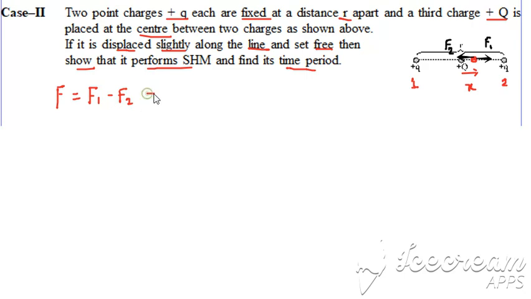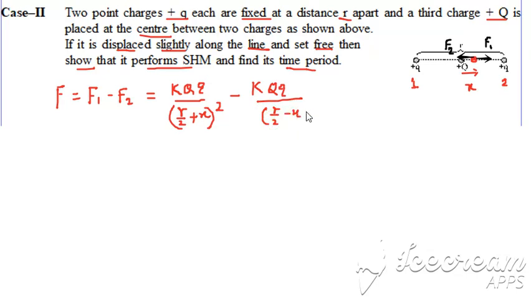Now if we use the Coulombic force expressions, for F1 it is going to be kQq divided by (r/2 + x) whole squared, minus kQq upon (r/2 - x) whole squared. So this will be the net force acting. Here x is very small as compared to the other dimension r.